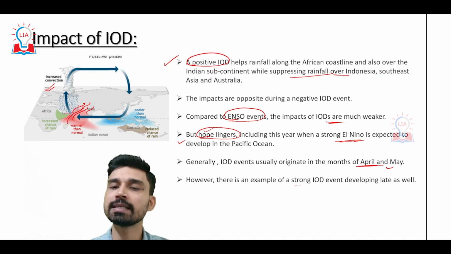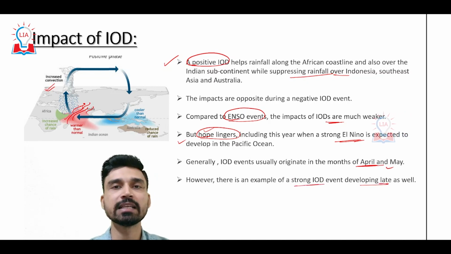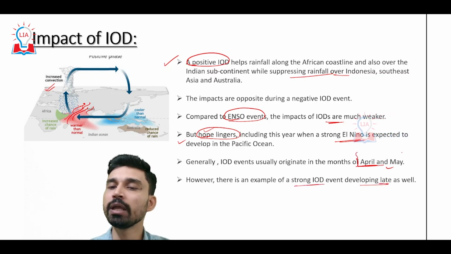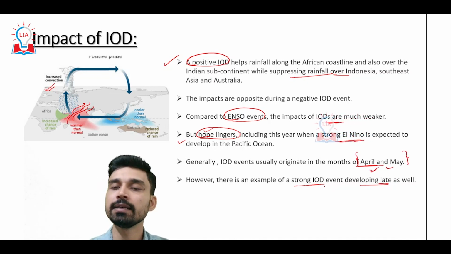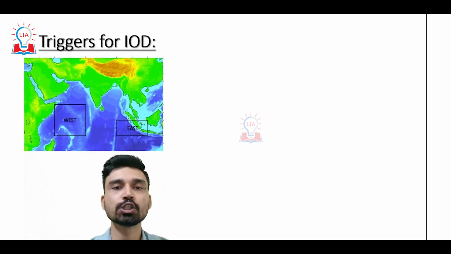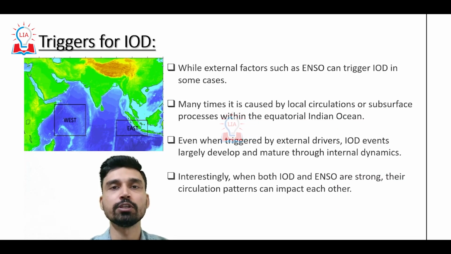However, there is an example of strong IOD even developing late, because as of now the IOD should have developed in April, May, but that has not happened. But that is why scientists are saying that even though it has not developed in April and May, there are examples of strong IOD developing in the later part of the year, and thus in the coming months of July and August, we can see the development of the positive phase of IOD.